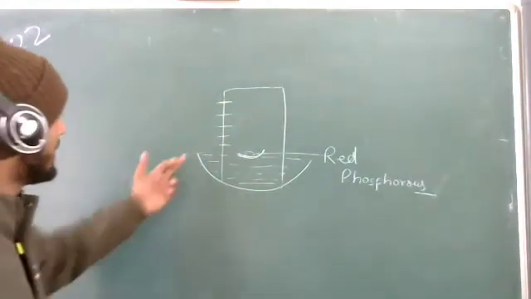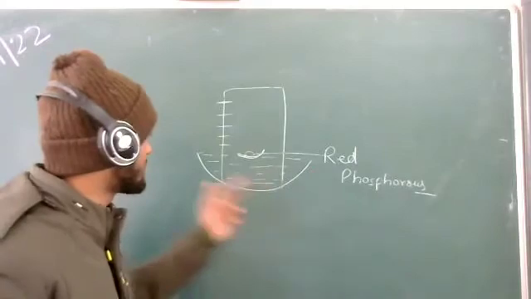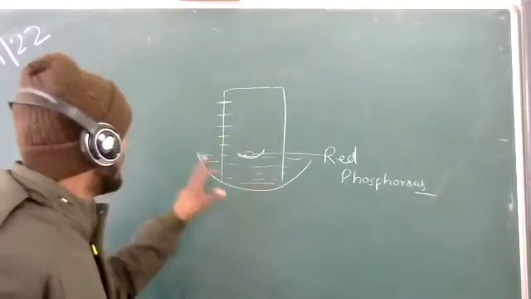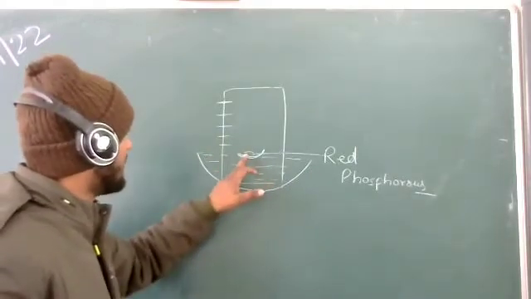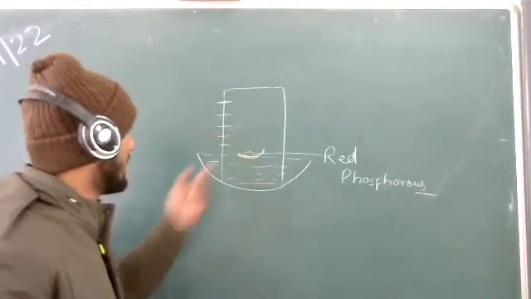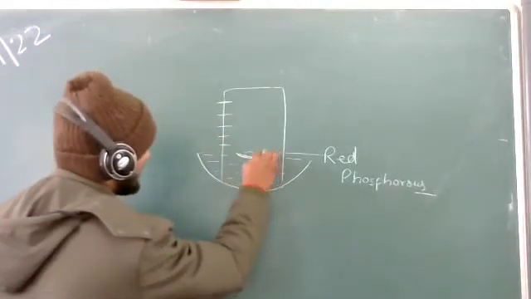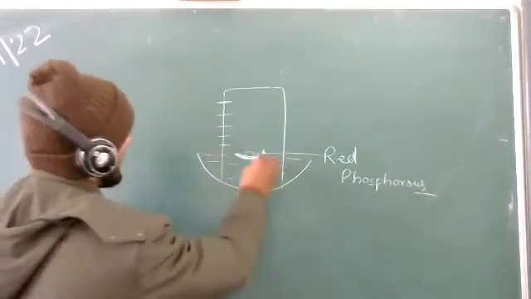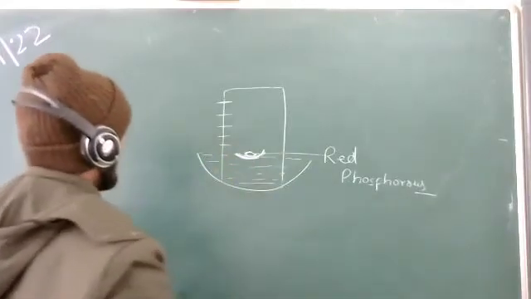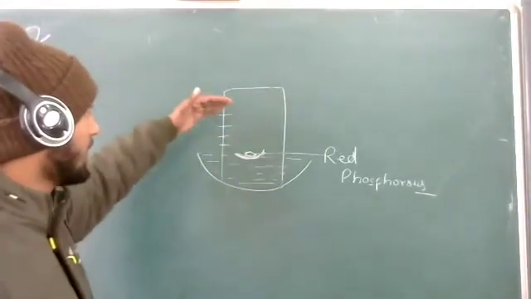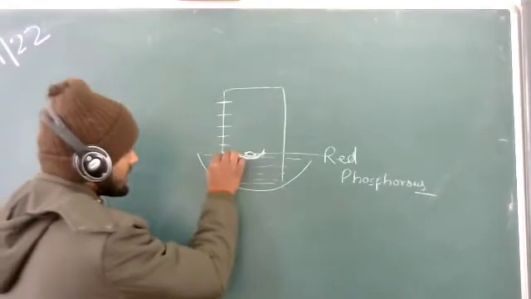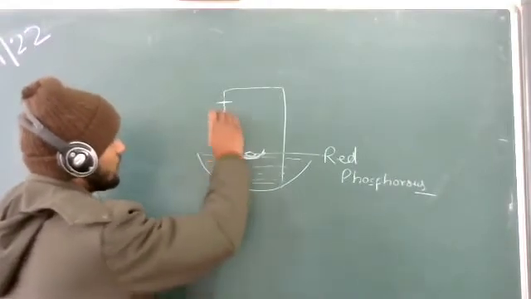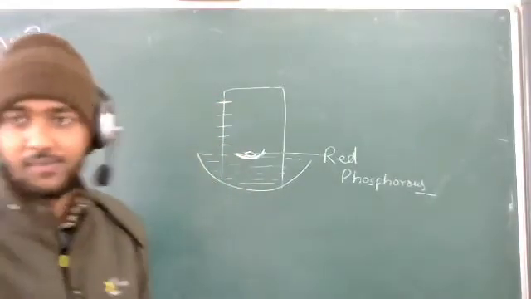What we have done: initially we have taken a dish like this structure filled with water, and red phosphorus floating on another plate, or we can say another trough, and this is red phosphorus, and we covered it with a bell jar. Now the part which is above the water level we have marked into 5 equal parts.